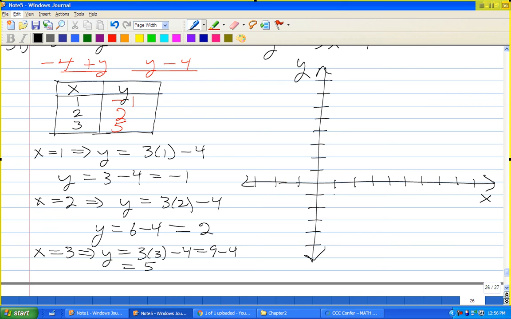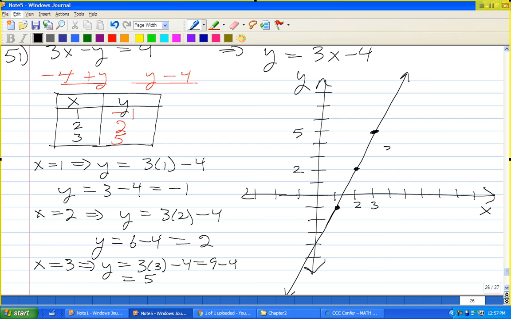So when x is 1, y is negative 1. When x is 2, y is 2. When x is 3, y is 5. So let's try to place a line through these. And so this is the graph of 3x minus y is equal to 4.